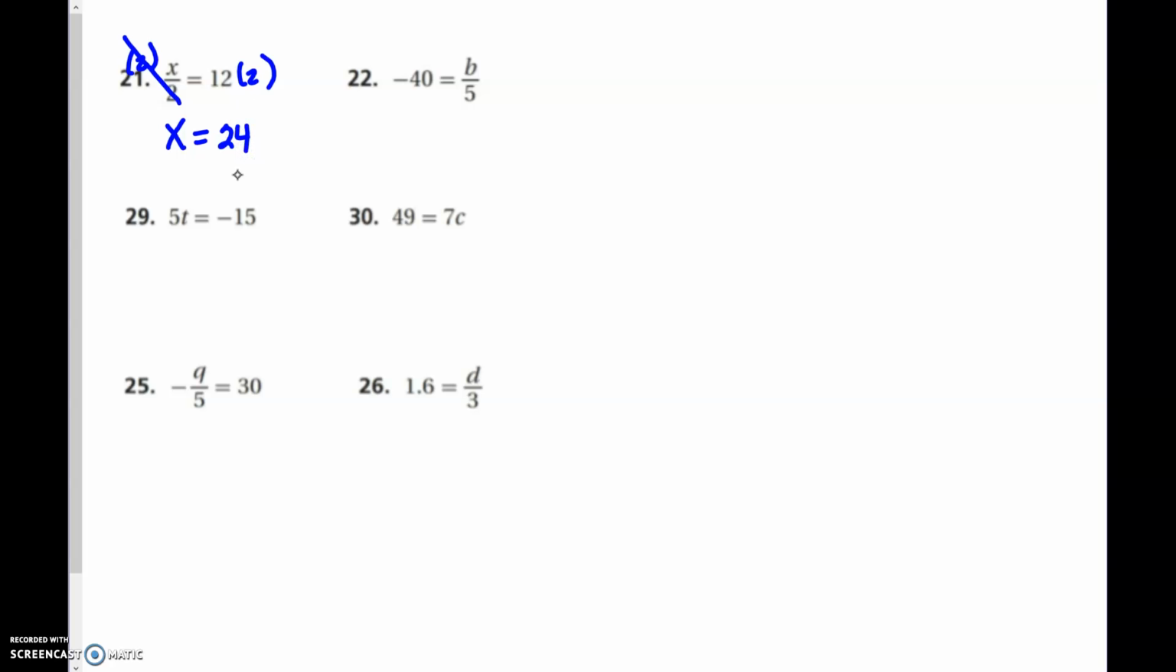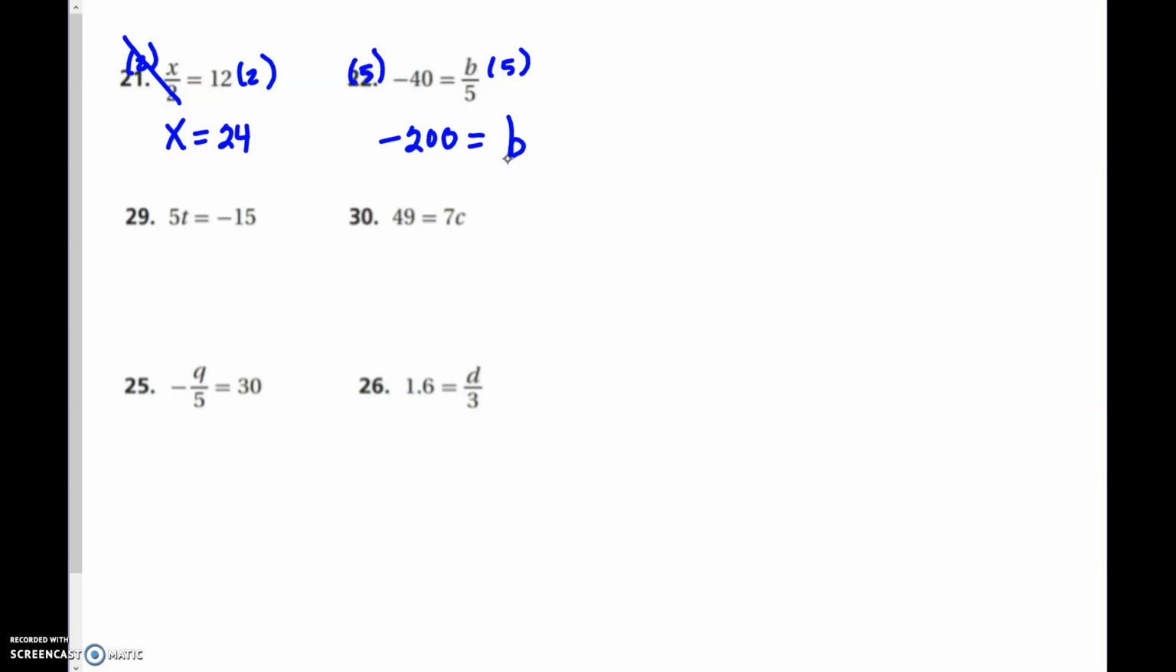Number 22, it says b divided by 5. The opposite of dividing by 5 is to multiply by 5. So we have negative 200 equals B.